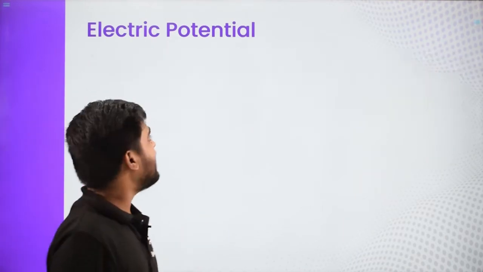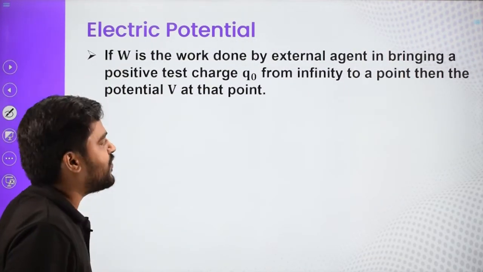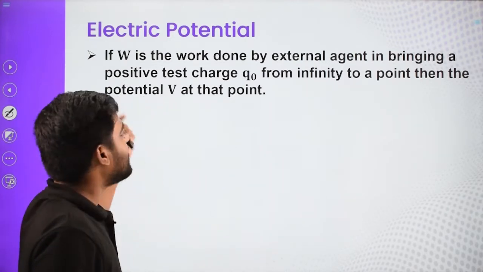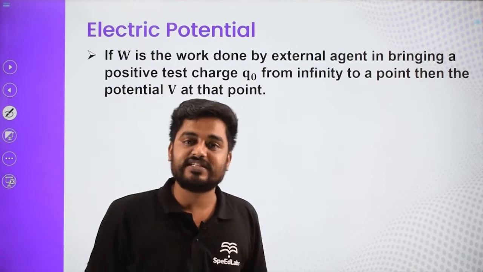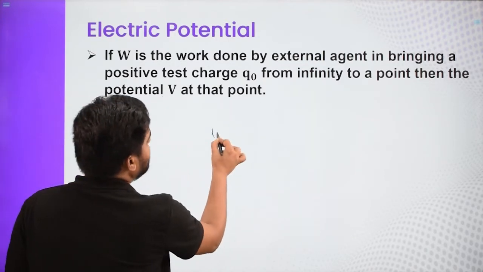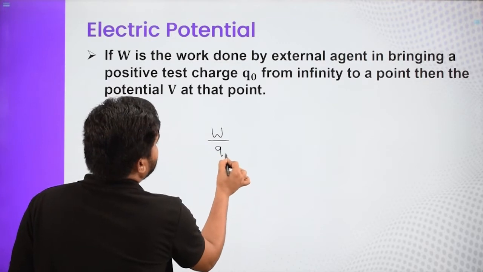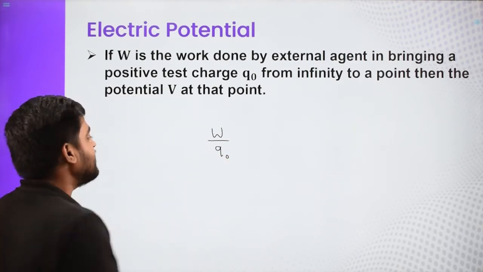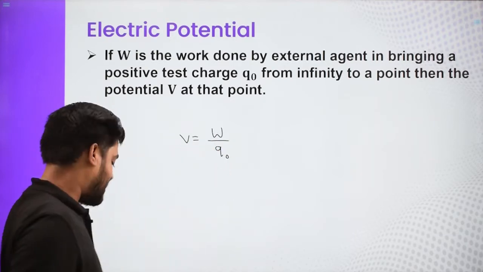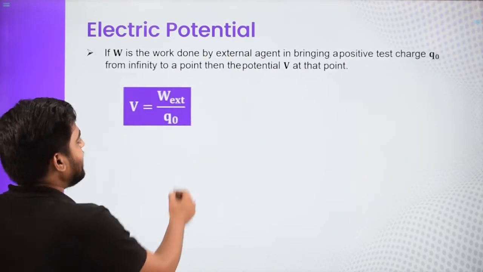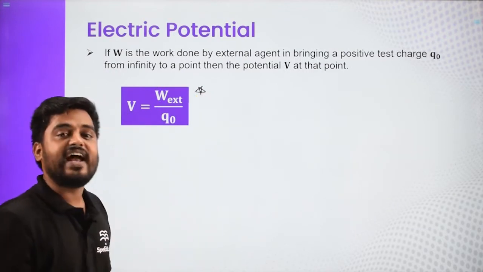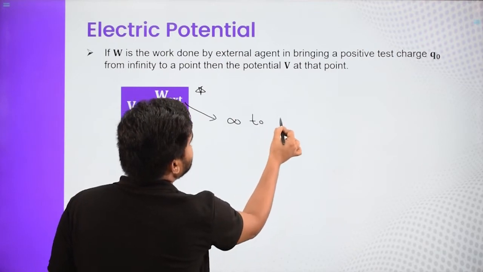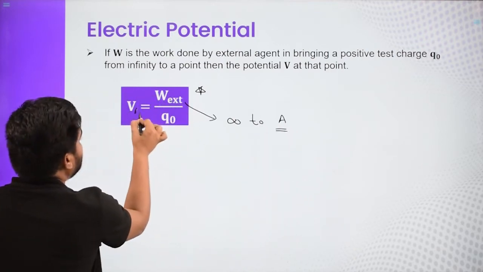Now let us say that we have done the work W. If capital W is the work done by an external agent in bringing a positive charge Q naught, Q naught is our positive charge, then what is the work done per unit charge? W divided by Q naught, total work divided by total charge. This is V, the potential at that point. Then V is work done per unit charge. So this is the formula for calculating potential at a particular point. This external work is nothing but from infinity to this particular point A, and this is the potential at that point A.